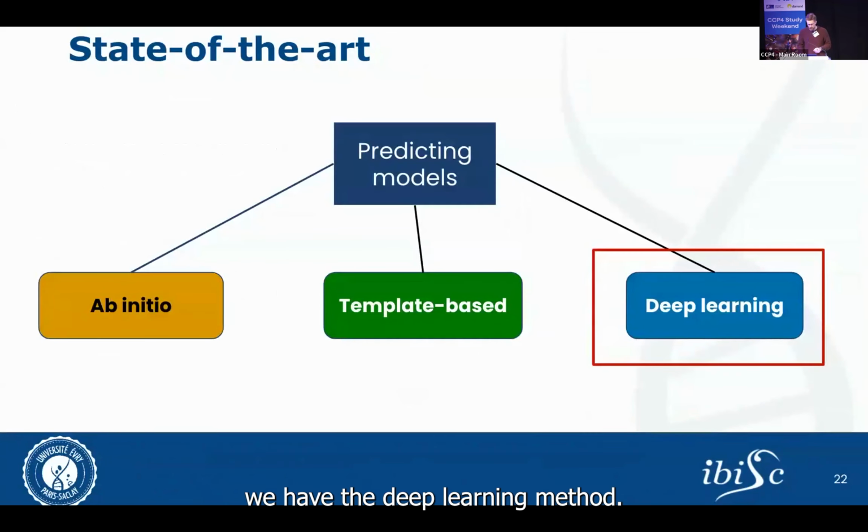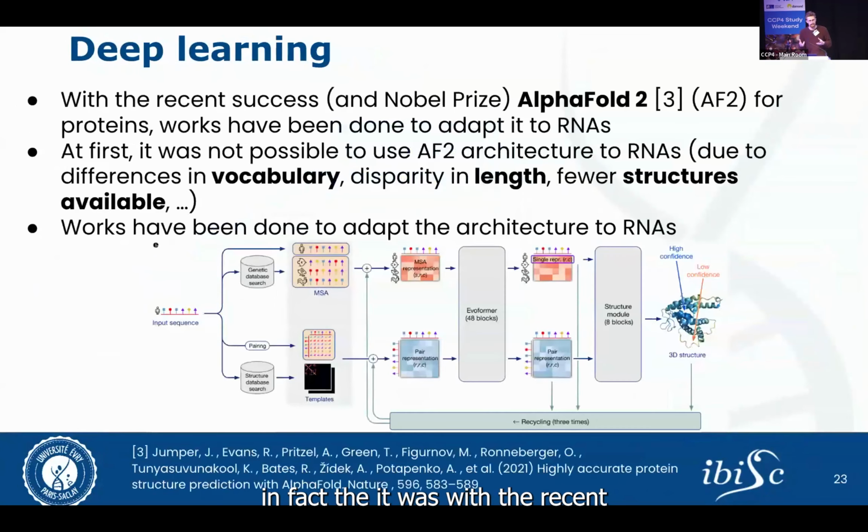And finally, we have the deep learning methods. In fact, with the success of AlphaFold 2 and the Nobel Prize for proteins, there has been work to try to adapt it to RNA. At first, it was not possible to use the AlphaFold 2 architecture for RNA due to the differences in vocabulary, the disparity in length compared to proteins, and we also had fewer structures available for RNA. So there has been some work to adapt this architecture to RNA before the release of AlphaFold 3.